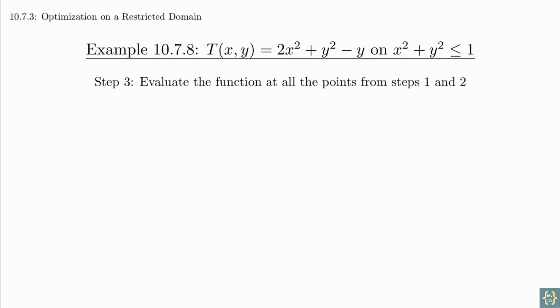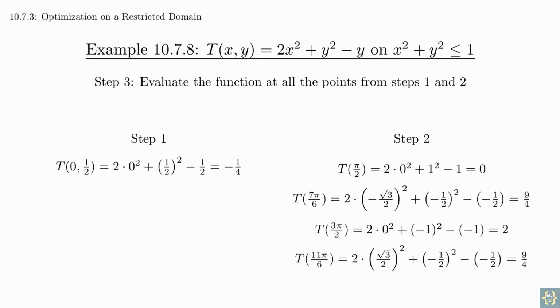Now we're at step 3. We're going to calculate capital T at all the points we got from the previous steps. There was 1 point from step 1 and 4 points from step 2. Remember that little t gives us a coordinate by plugging it into the parametric equations, but we can also plug it into the single variable formula that we created.